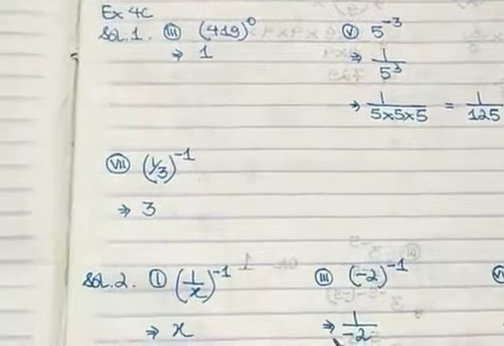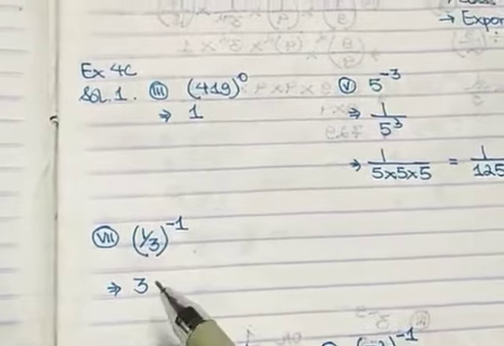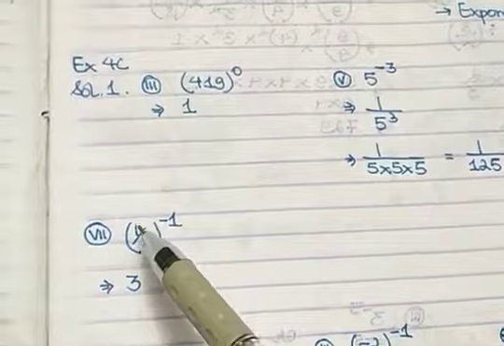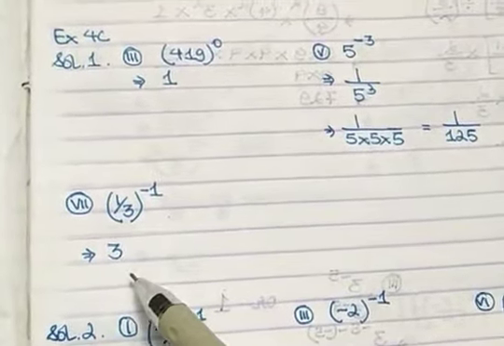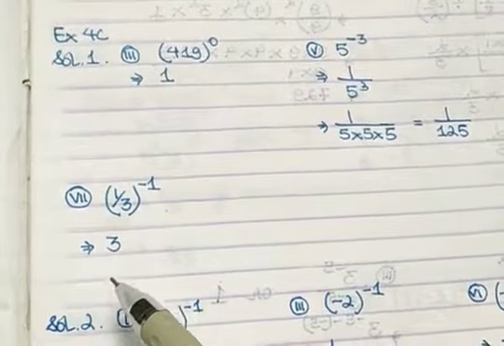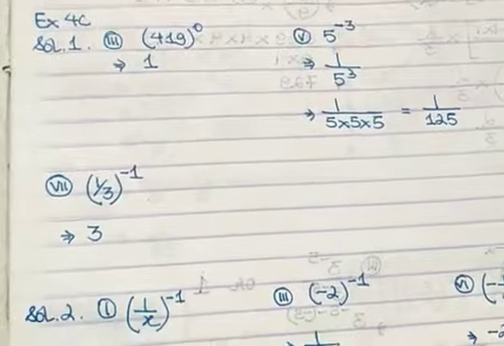The second one, seventh one in here, 1 by 3 to the power minus 1. Reciprocate the term, 3 will come up, 1 will go down. So it is actually 3 divided by 1 to the power 1. So what we can do, we can neglect writing 1 in the denominator as well as neglect writing 1 in the power. So simple, 3 as our answer.